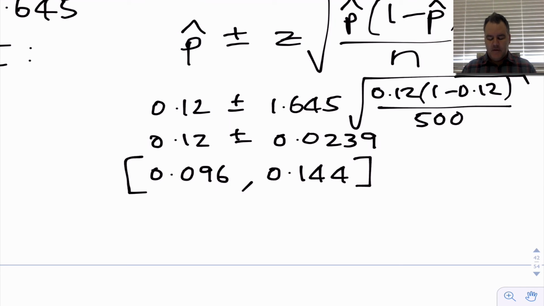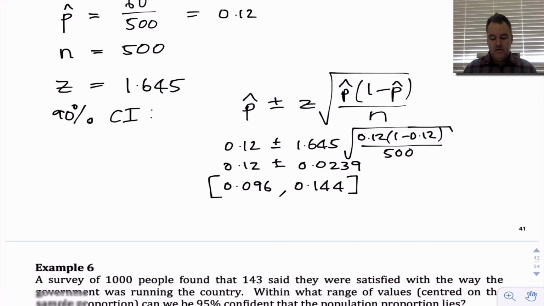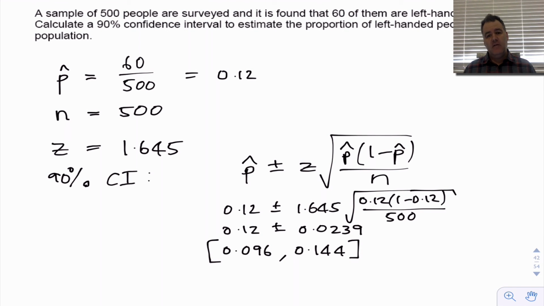So I'm going to interpret that to mean that 90% of the time, if we did this 100 times, 90 of our confidence intervals would contain the true population proportion on average. Or we could say for these actual numbers, we're 90% confident that the true population proportion lies in this interval somewhere, which is between 9.6% and 14.4% of people in the population that are left-handed. So these are important. Is it 9.6%? Is it 14.4%? At least we've got a gauge or a range that we've narrowed it down to with 90% confidence.